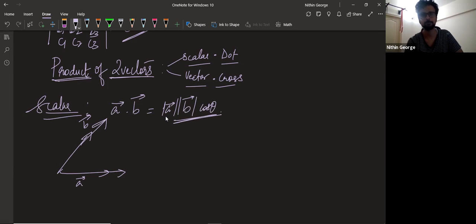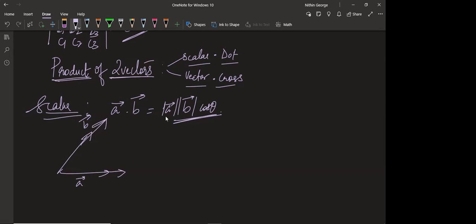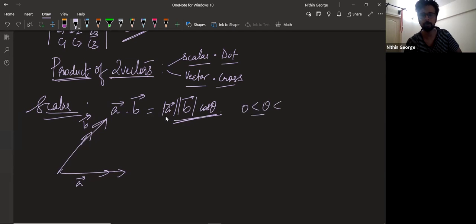You guys know this before, yes, right? Now here, what is the value of theta? Theta is between 0 and pi. So cos theta can take values from -1 to 1. That's the idea. Think like that. So that is what you multiply with the product of their magnitudes.